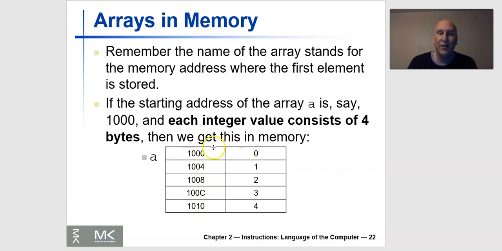The first element here is at address 1000. The second one is at address 1004. You don't add 1 to go to the next one, you add 4 because these are 32-bit integers.